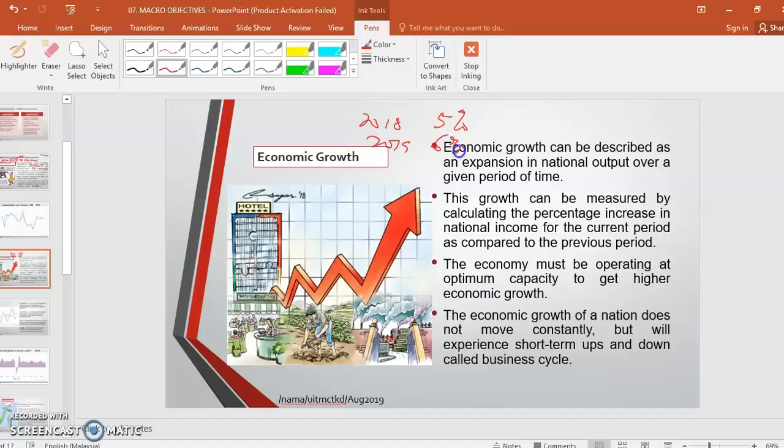2019 is 6%. So it shows our economic growth is increasing, right? From 5% to 6%. So kita achieve economic growth. Okay? The economy must be operating at optimum capacity to get higher economic growth. So resources tu mesti guna sepenuhnya lah to achieve economic growth. And the economic growth of a nation does not move constantly but will experience short-term ups and down called business cycle. So setiap negara dia ada turun naik dia lah dalam ekonomi.